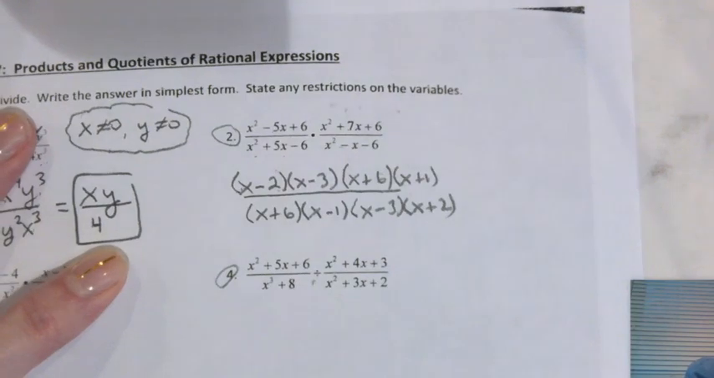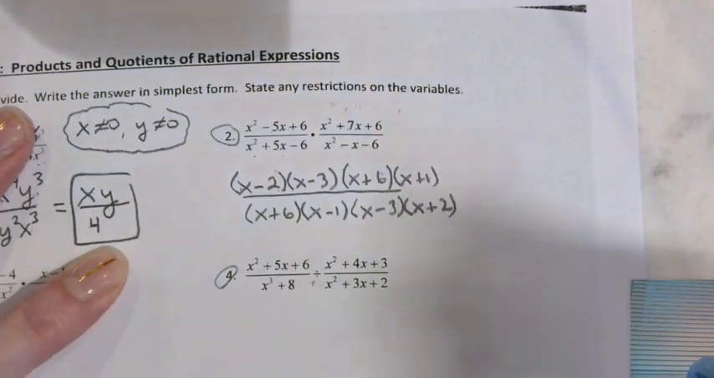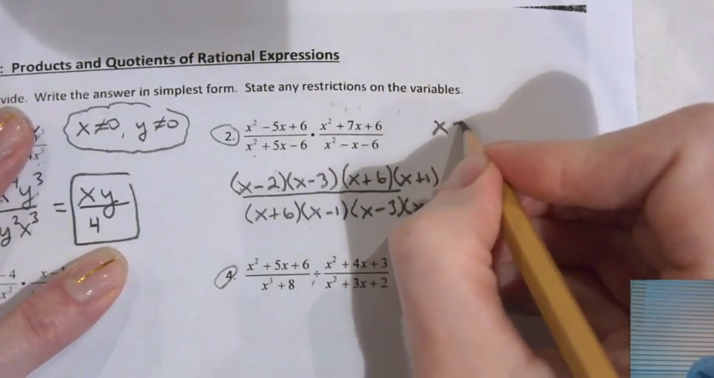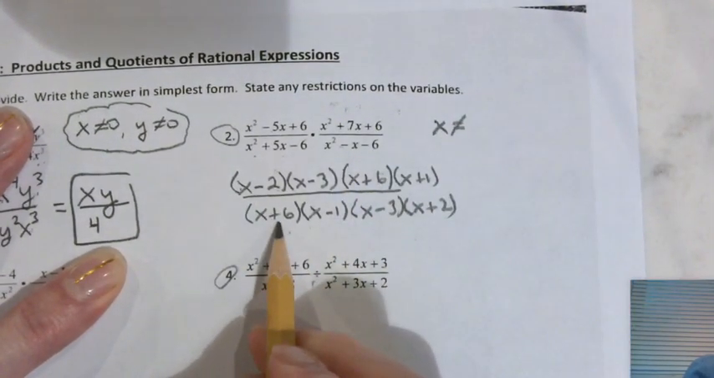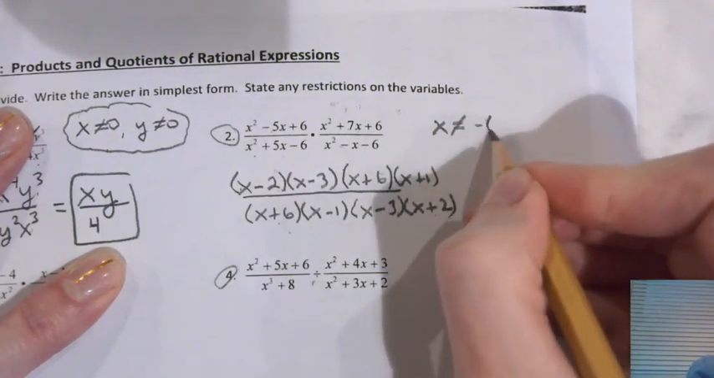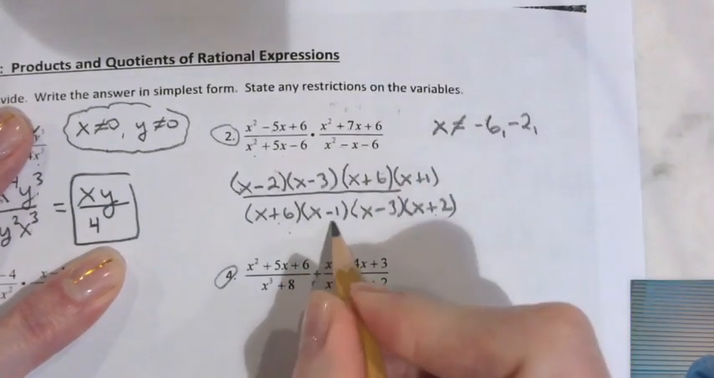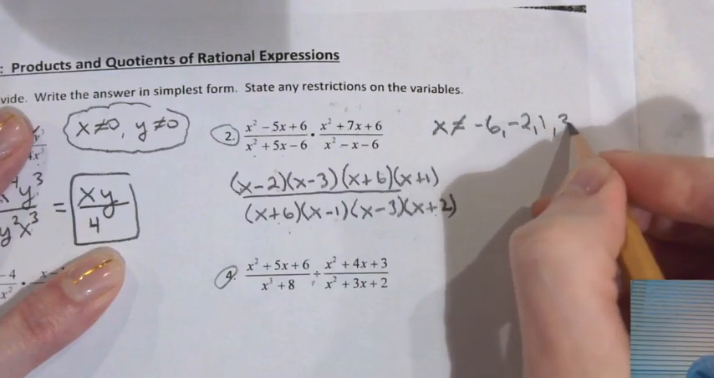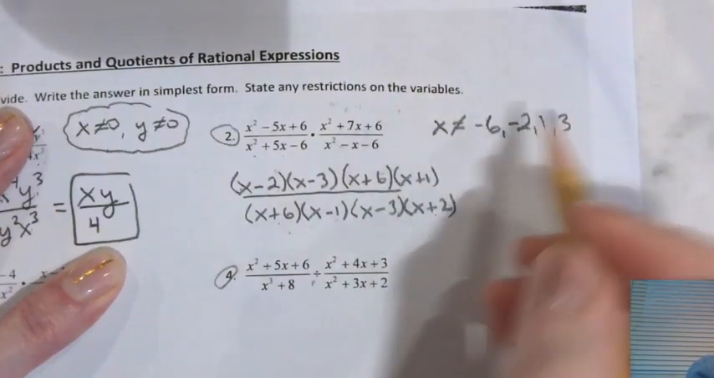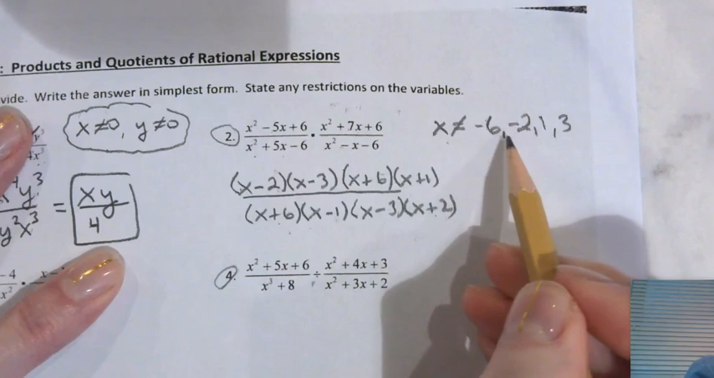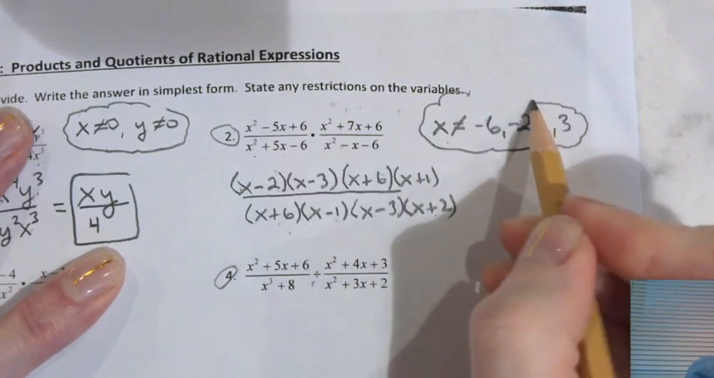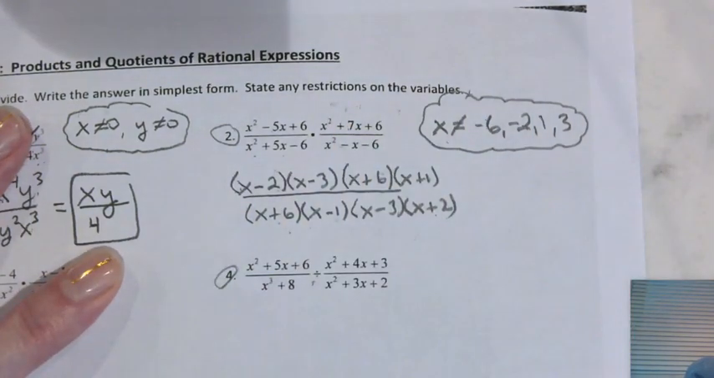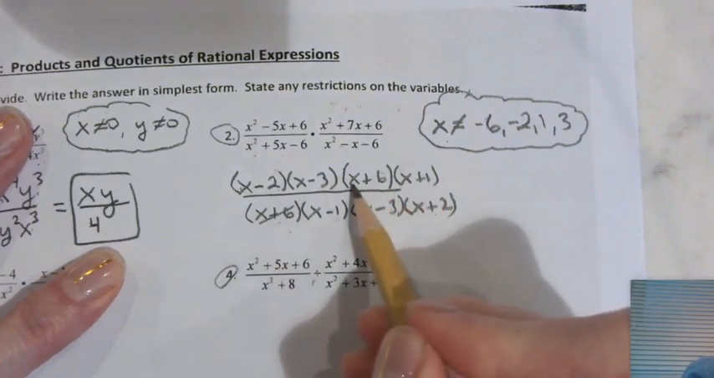Okay, so right now we can see what some of our restrictions are going to be. x cannot equal, let's put these in order, -6, -2, +1, and +3. So there's our restrictions. Our domain would be all values of x other than these values. You could do interval notation if you want, but right now we're just stating the restrictions. Okay, now the x plus 6 and the x plus 6 can cancel.